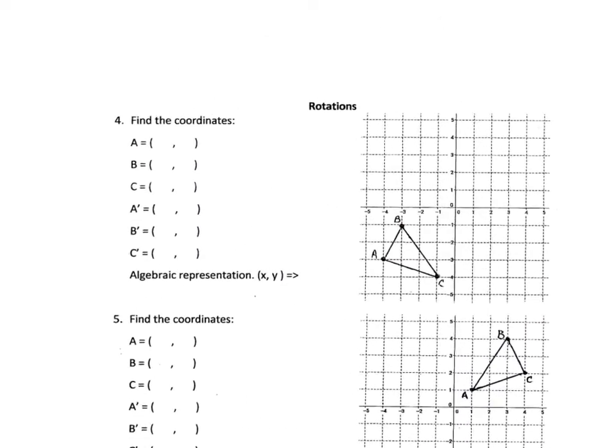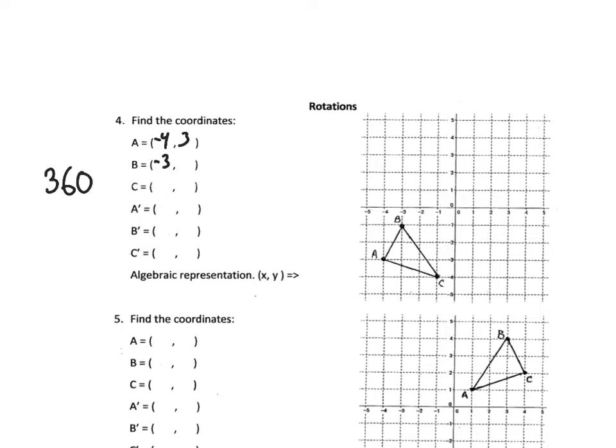On the back side here, there's only one other that I really need to talk about. It's a 360-degree rotation, but I think this part's fairly obvious. But I'm going to go ahead and do it anyway. So A is at -4 and 3. B is at -3 and -1. I'm sorry, both of those are negative. I misspoke. And C is at -1, -4.